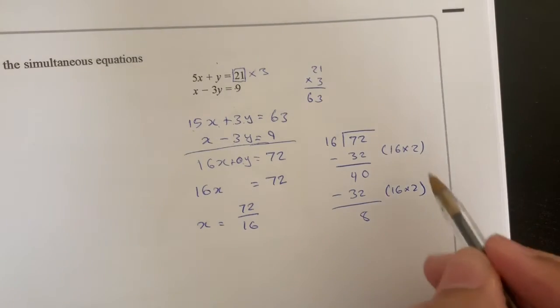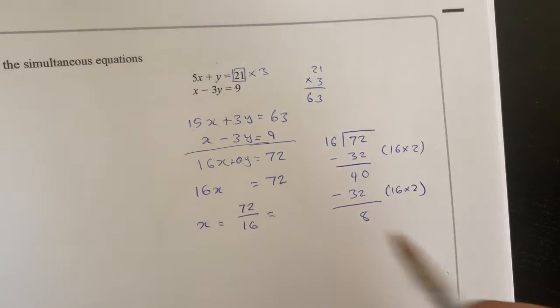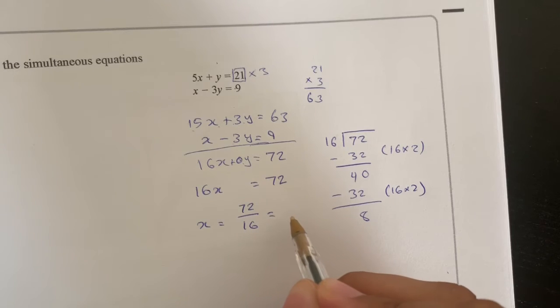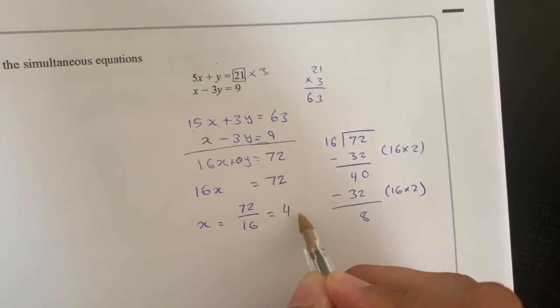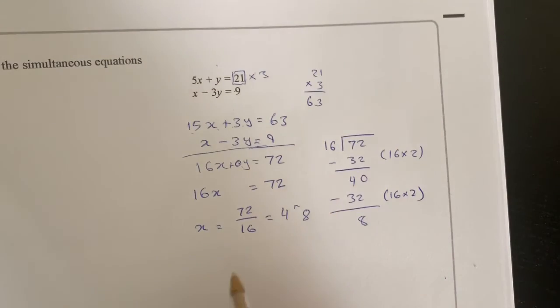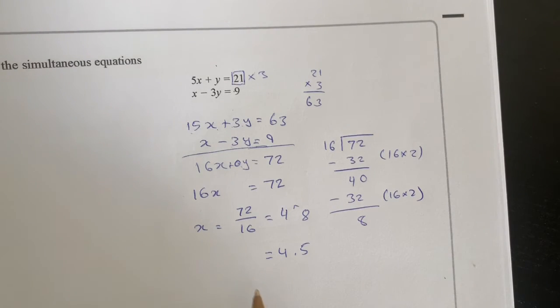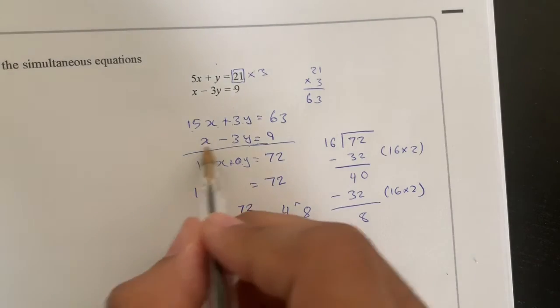So we know that 72 divided by 16 is equal to 4 remainder 8. Now 8 over 16 is 1 over 2, so this equals 4.5, right? So now since we have an answer for x, we can plug it into one of the equations. So let's plug into this one.